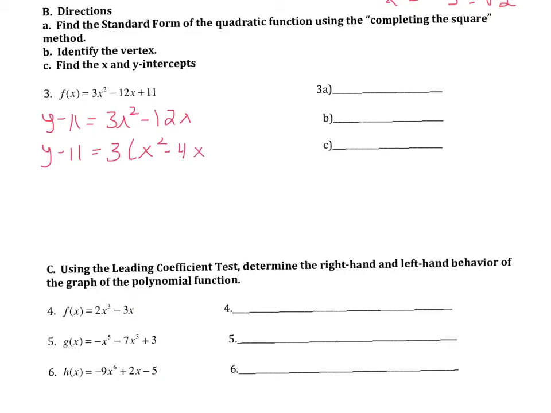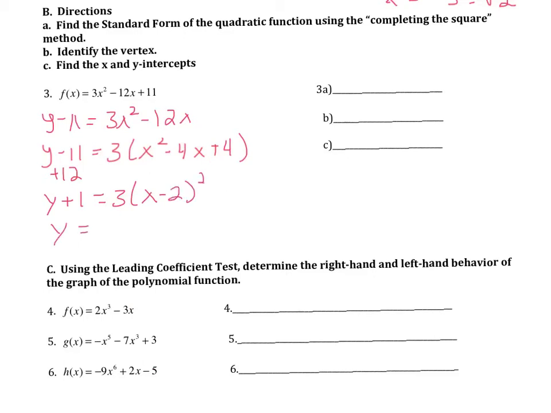And now we're ready to complete the square with the x squared minus 4x. So I'm going to divide by 2 and square it. And 4 divided by 2 is 2, and 2 squared is 4. Which means I'm going to add a 4 into that side. But on the other side, since we need to balance the equation, I'm going to add in a 3 times 4, since that's what I really added to that side. So I'm going to add a plus 12. So that gives me that y plus 1 equals 3 times x minus 2 squared.